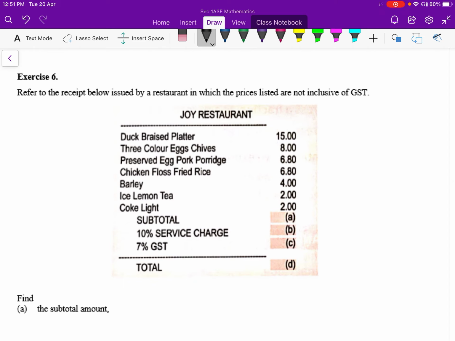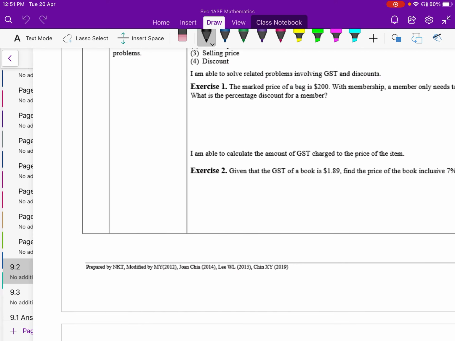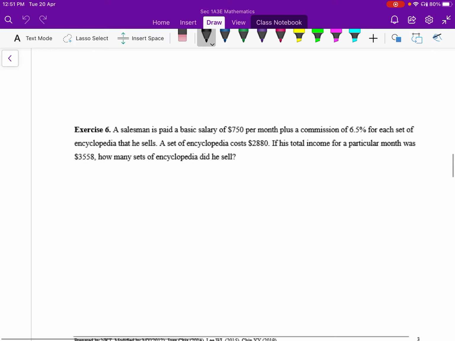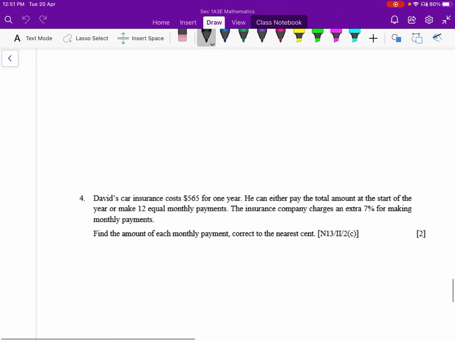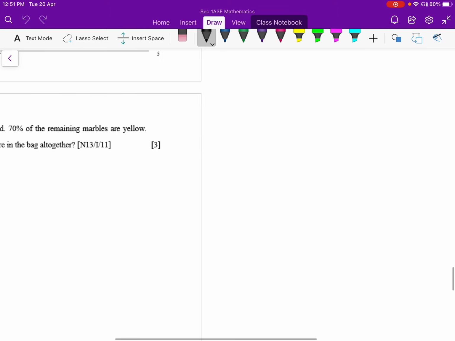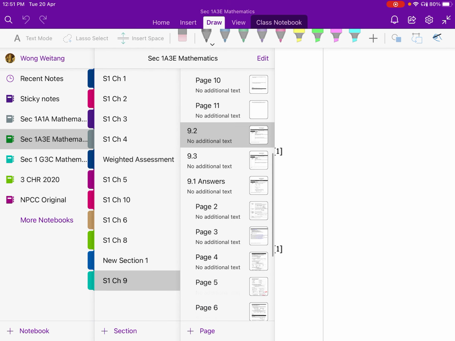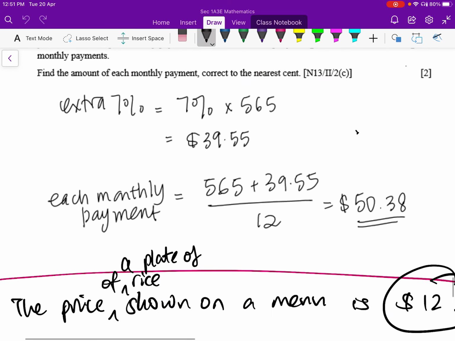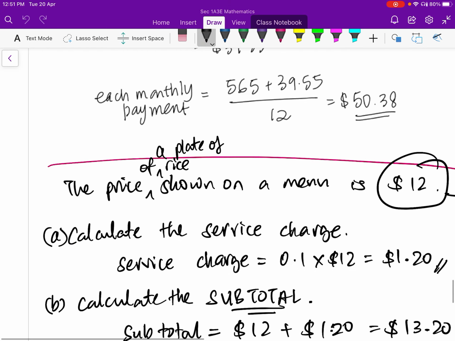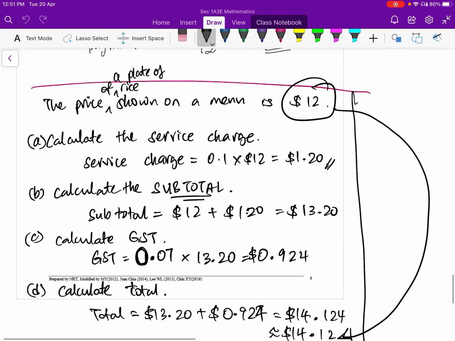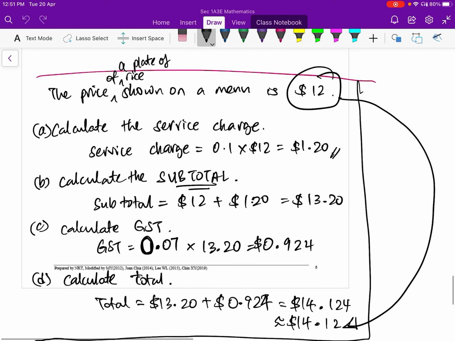Then we move on to exercise 6. And before we talk about exercise 6, let's go back to 9.2. 9.2, the last page. Okay, 9.2 last page. Remember this question I asked you to copy down?